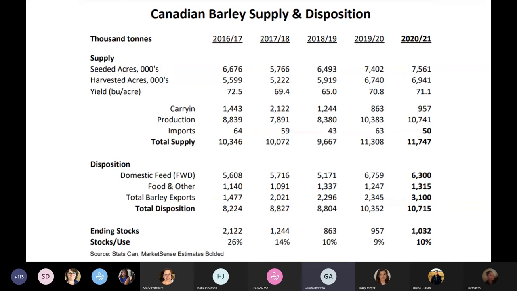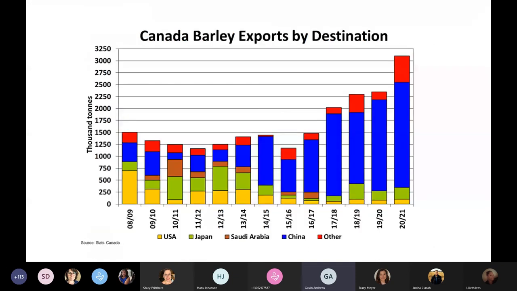And if we go over to the next slide here, I'll show you the exports that are moving through. So year over year, we can see how dramatically the export pace has picked up. And we pretty much have to go back to 2014, 2015, when we started to see China really increasing their buying capacity for Canadian barley, and it's really ramped up over the last couple of years. So, good or bad when it comes to China.